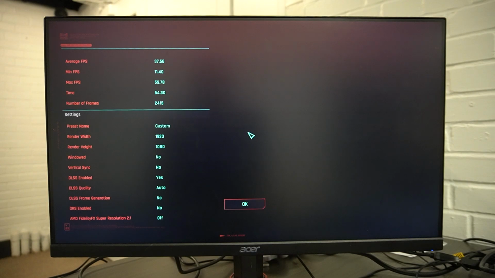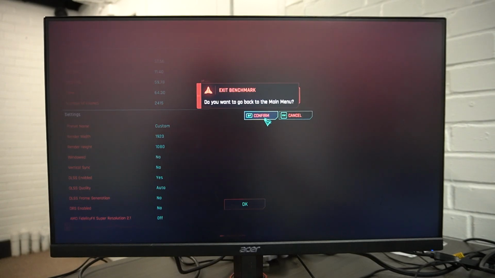Average 37.56, minimum 11, maximum 59, 1920 by 1080. Oof, looks like medium is a little bit rough. If you're willing to have these dips, then low is probably gonna be the best for the highest FPS on this A2000.